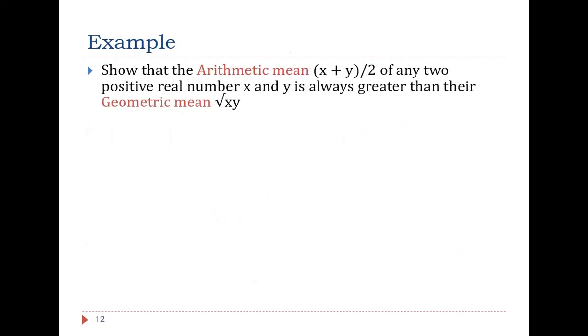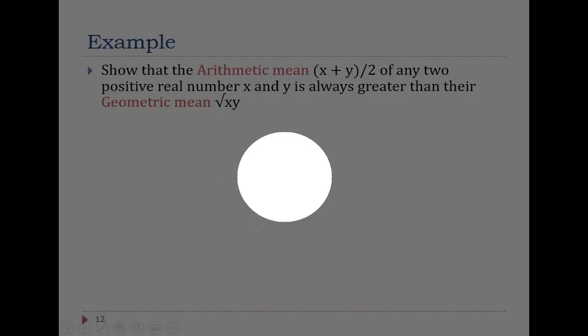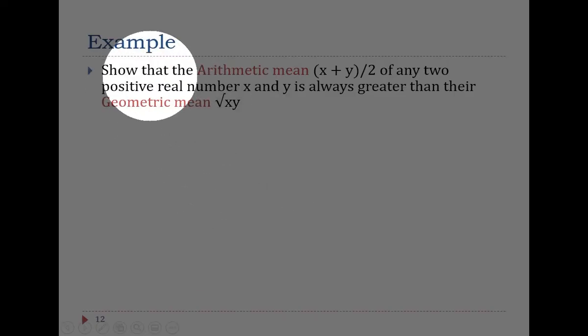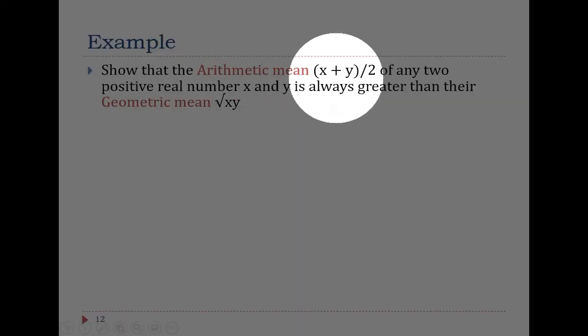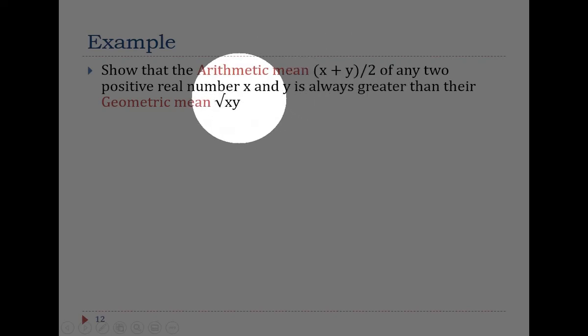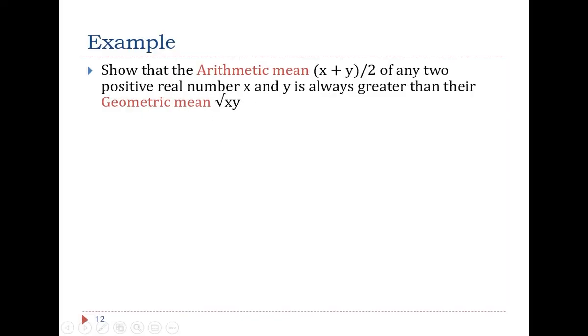You have a very nice example here. Show that the arithmetic mean, (x plus y) over 2, of any two positive real numbers x and y, is always greater than their geometric mean, which is the square root of x times y. The only premise here is that x and y are positive real numbers. So if you start from x strictly greater than 0 and y strictly greater than 0, how can you prove that (x plus y) over 2 is always greater than the square root of x times y? It seems very difficult to proceed with a direct proof.